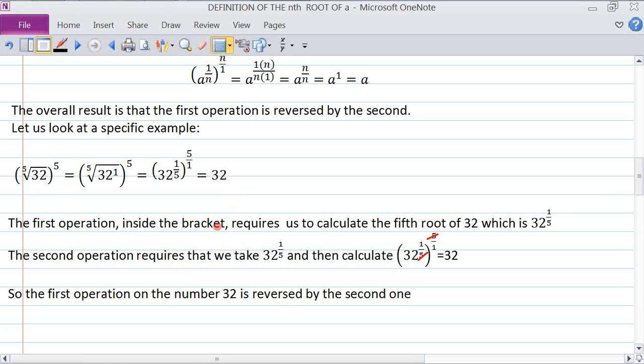We take the first operation again, which requires us to calculate the fifth root of 32, which is 32 to the 1 over 5. That's this operation right here. The second operation, which is this one right here, requires that we take the 32 to the 1 over 5 and then calculate 32 to the 1 over 5 times 5 over 1. We'll see the 5 cancels with a 5, and we're just left with 32 to the power 1, which is 32.